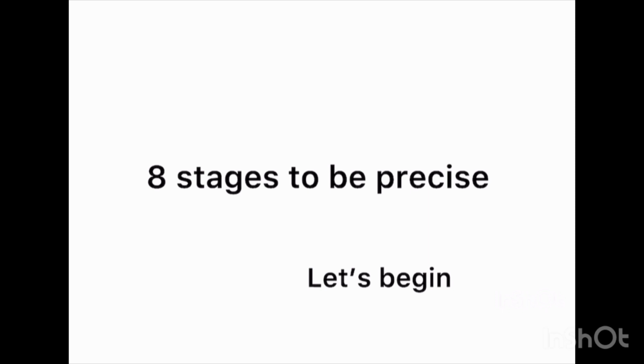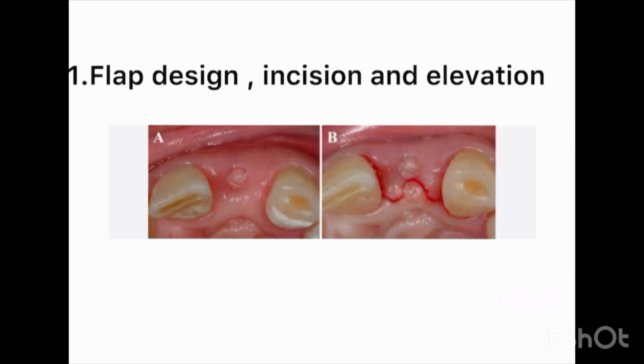Let's begin. So our first and foremost stage is flap designing, incision and elevation. At first, the area where the implant is to be made is examined, and then site preparation is the most important thing. If the ridge is not suitable for an implant, for example, if it is a flabby ridge or there is bone loss, at first bone grafting will be done or the flabby ridge will be corrected surgically to make an implant. And then flap design, incision and elevation is done.